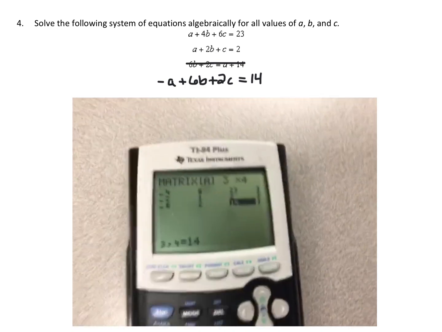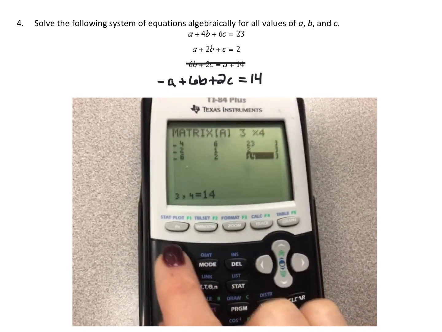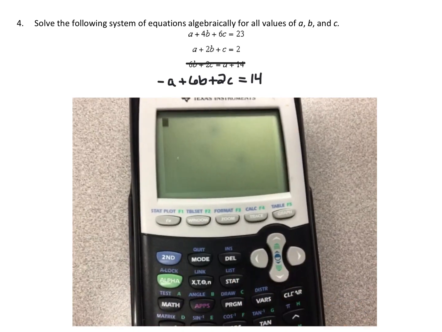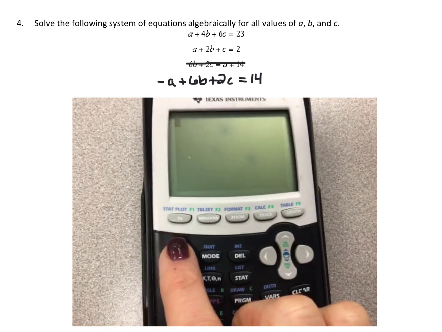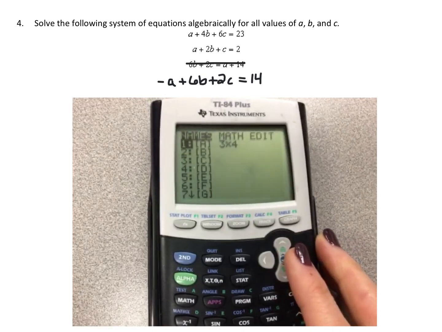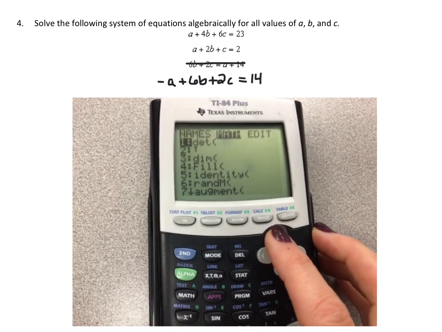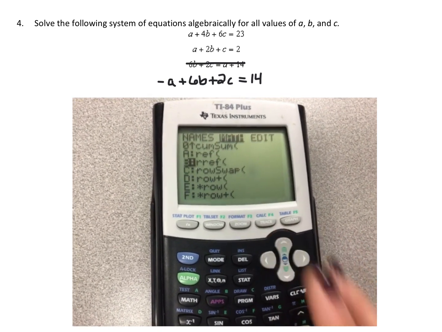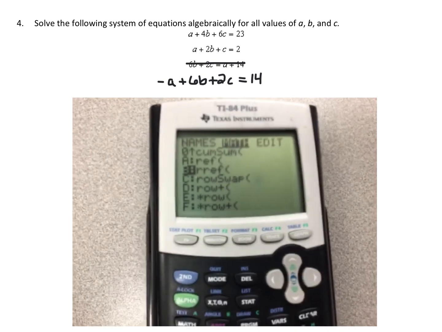Okay, once we're done, we want to quit out of the screen. So we're going to hit second and mode. See, it says quit on top of that? All right, now we're going to go back to matrix for the second time. So second and then matrix. This time we go over to math. And you could scroll down, but it's faster to scroll up until you see RREF. See right there, it's letter B.